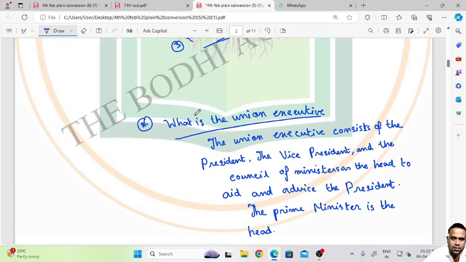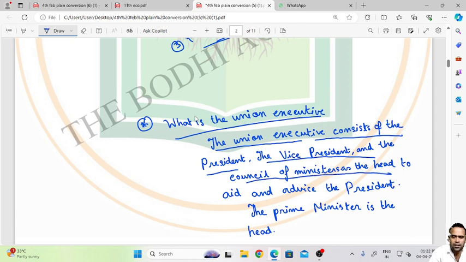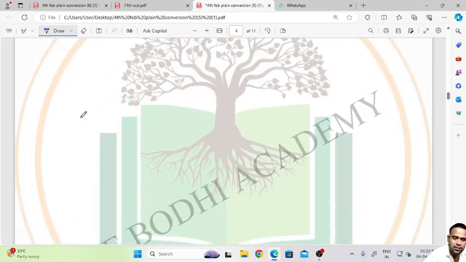Let's read the first one. What is the Union Executive? The Union Executive consists of the President, the Vice President, and the Council of Ministers, the head to aid and advise the President. In short, we can call this a Council of Ministers, which is headed by the President and the Vice President. Council of the elected ministers. Now, the Prime Minister is assisted by the Vice President. Let's give it in short. Let's find out in details.